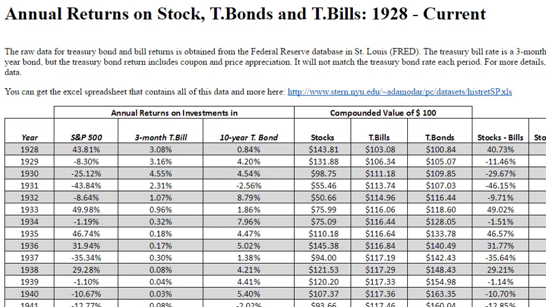And you can see that he has on his website, which is publicly available, the annual returns on investments starting from 1928 for the S&P 500, for the 3-month T-bill, for a 10-year T-bond, and then of course he has the compounded value of $100. And it also gives you information on his methodology for calculating the S&P 500, the 3-month T-bill, and the 10-year T-bond.